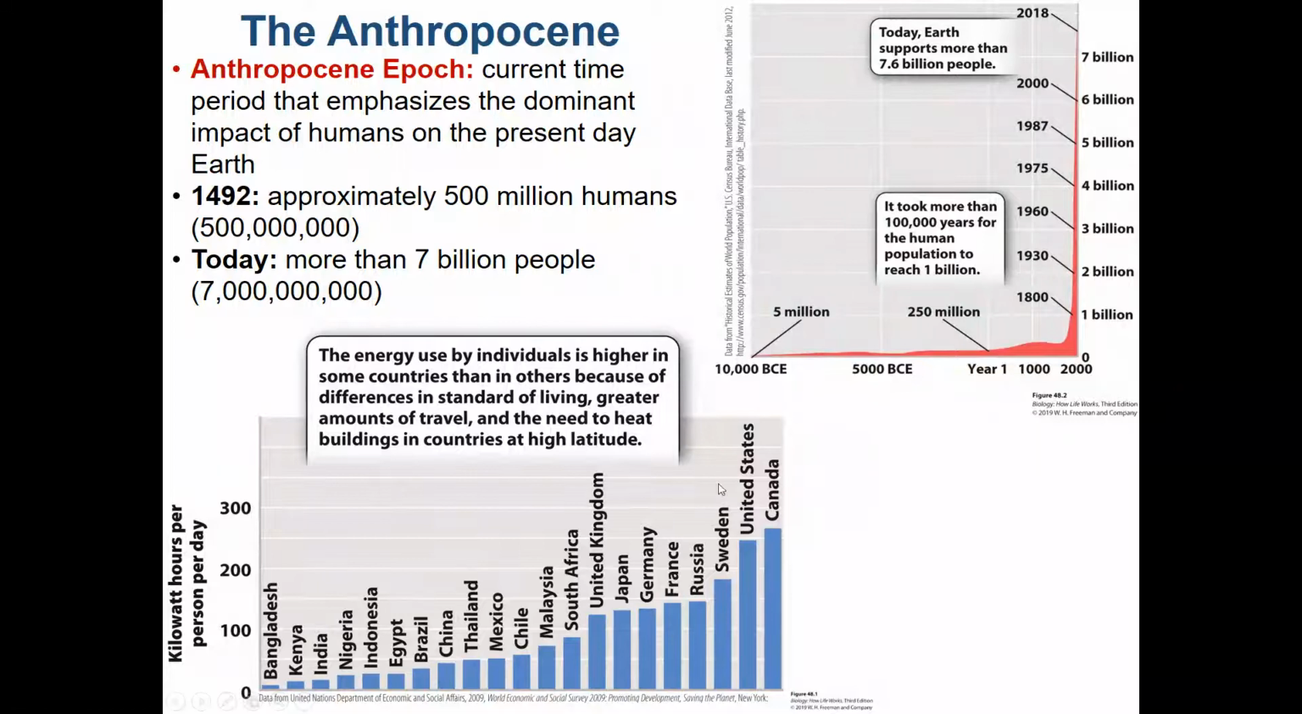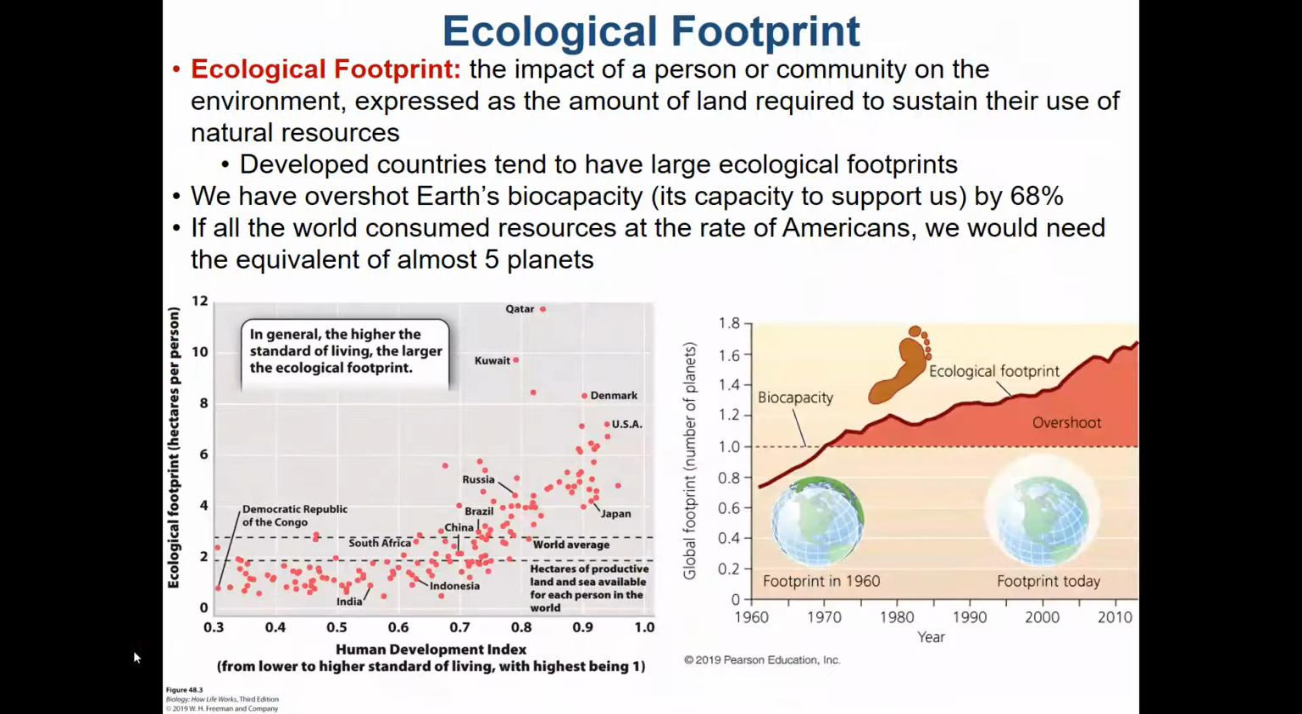And you can see here that the United States uses the second most amount of energy out of all these countries, with Canada using the most. Other countries that are of lower socioeconomic status and more developing nations, such as Bangladesh and Kenya, use very little amounts of energy compared to what we use. And these differences in use can have major impacts on our planet.